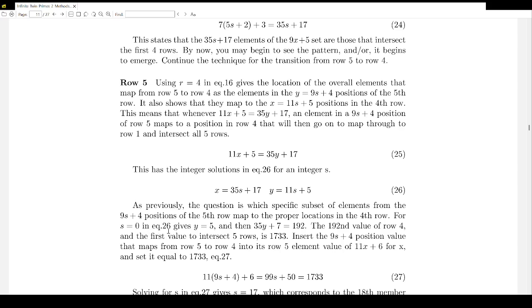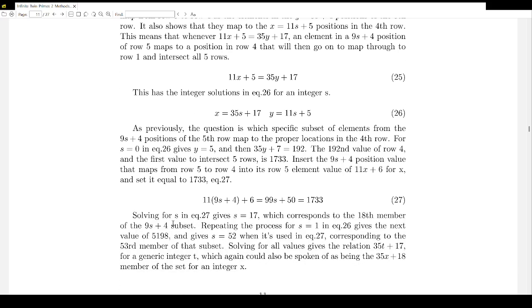So when s equals 0, equation 26 gives y equals 5, and then 35y plus 7 would equal 192. The 192nd value of row 4 and the first value to intersect 5 rows is 1733. You actually calculate that value. Insert the 9s plus 4 position value that maps from row 5 to row 4 into its row 5 element value of 11x plus 6 for x, and set it equal to that value, 1733. Solving for s in equation 27 gives s equals 17.